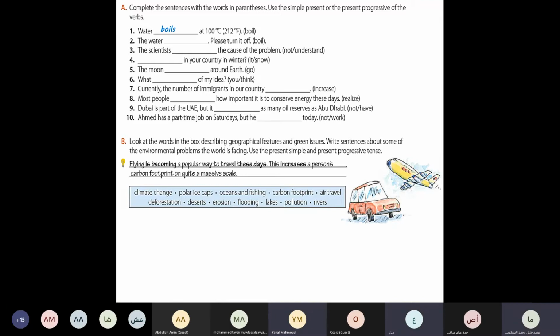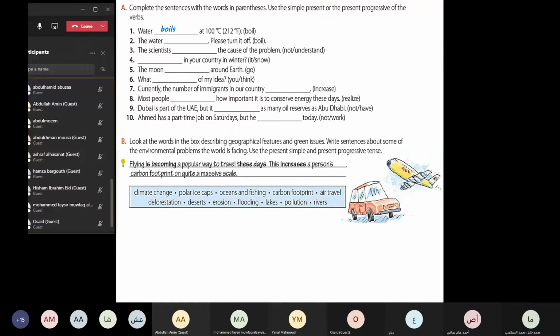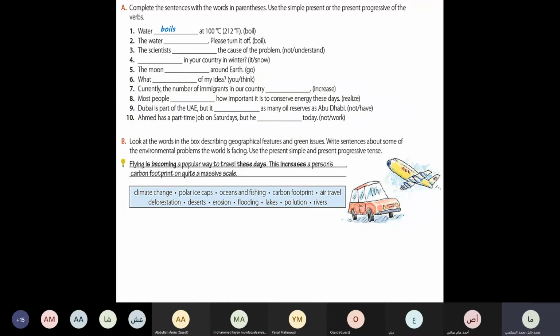Teacher, can I try? Yanal. The water is boiling. Please turn it off. Talking about now. The water is boiling. Please turn it off. So this is not a fact. This is what? A present progressive. Something which is happening now. The water is boiling now. Please turn it off. Good.